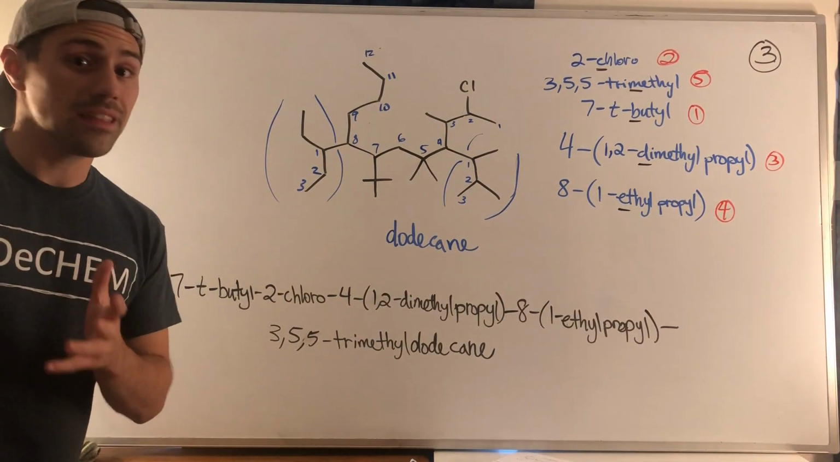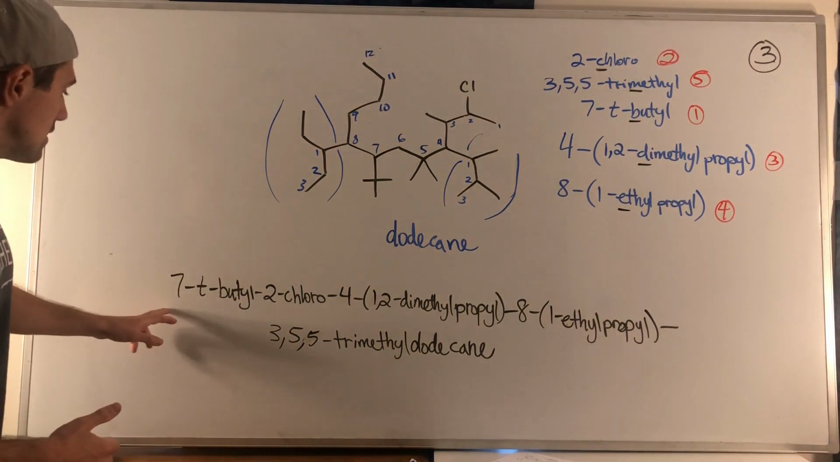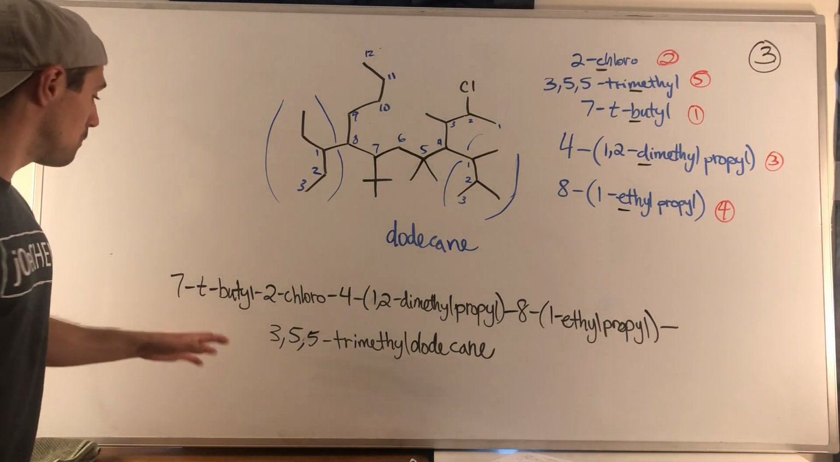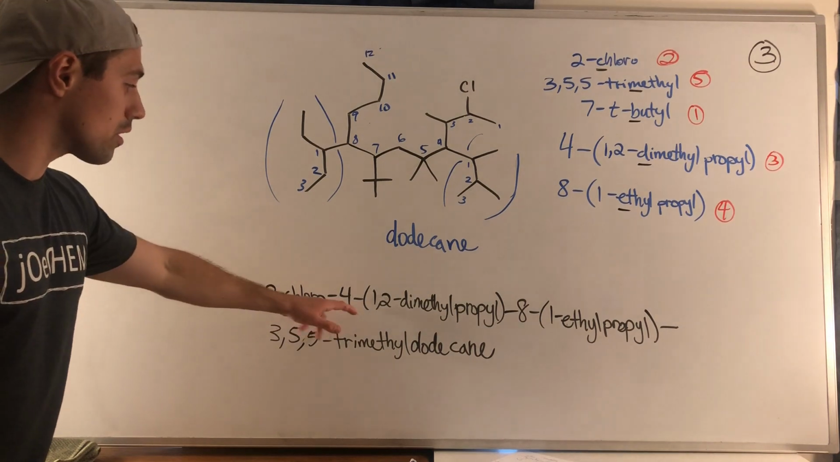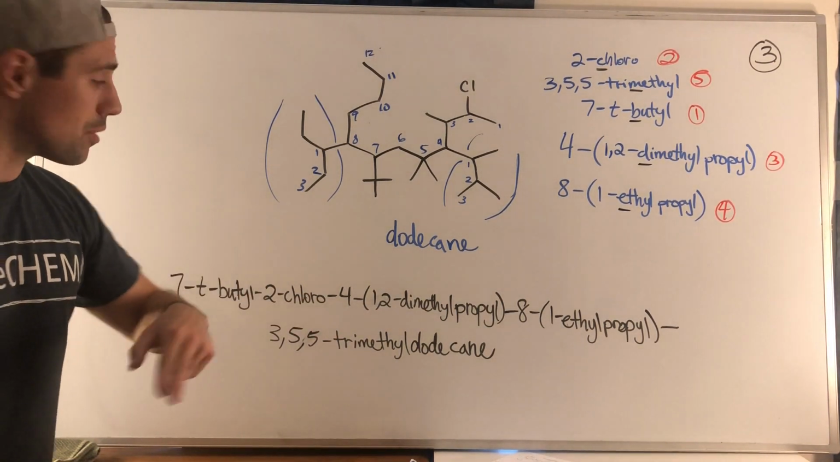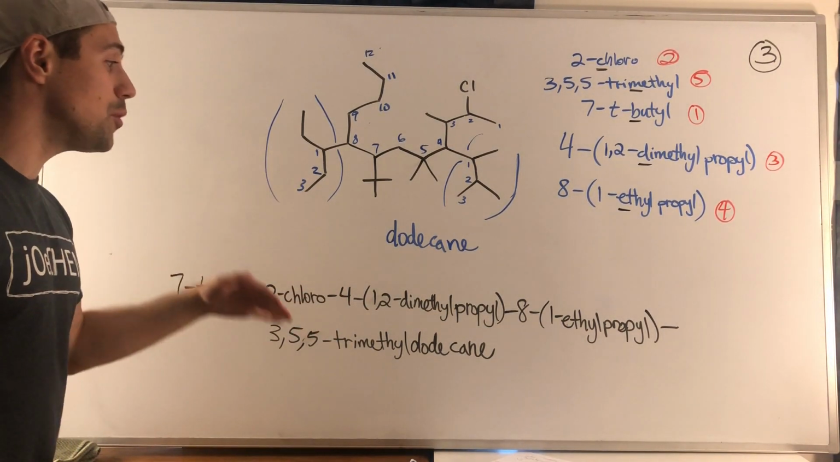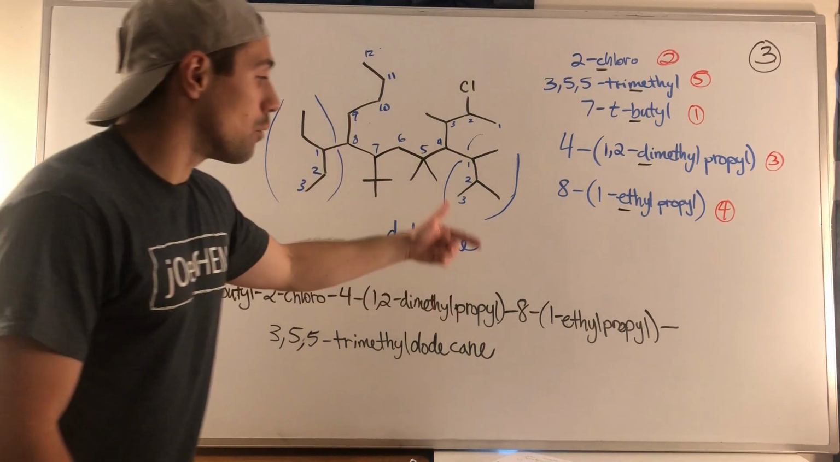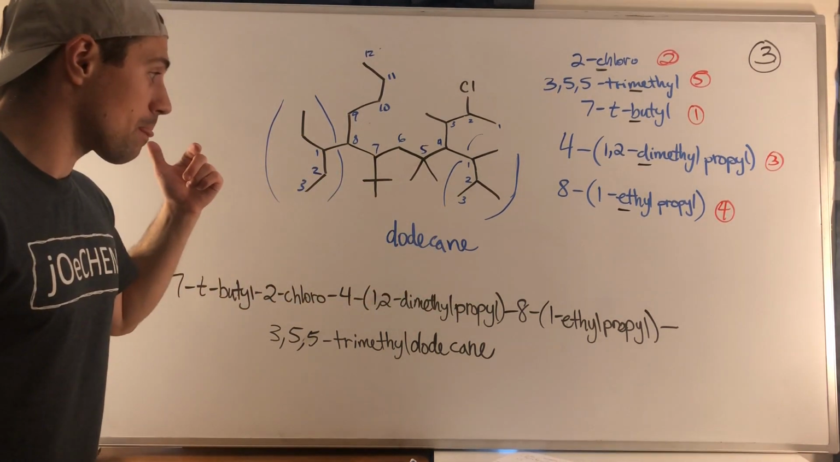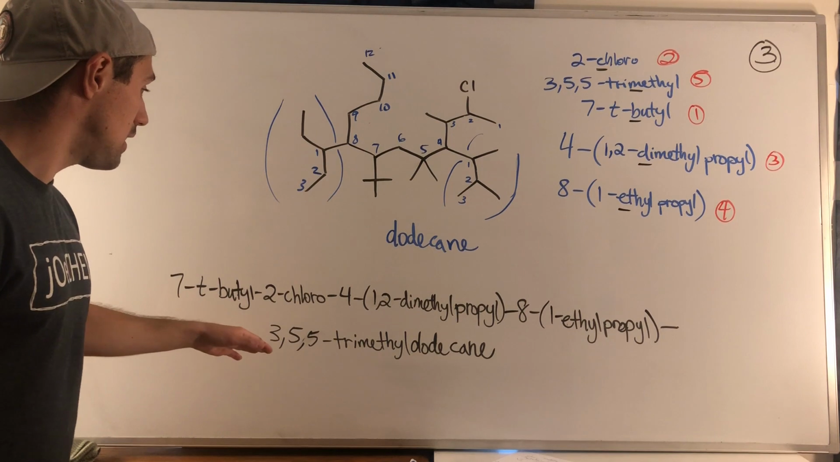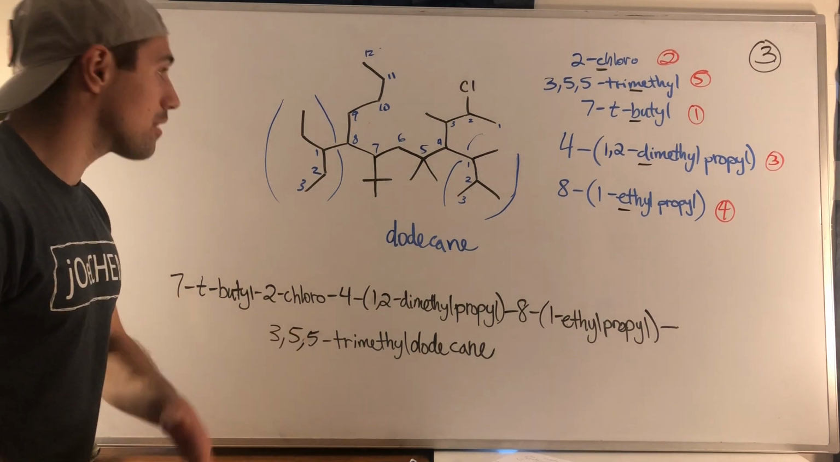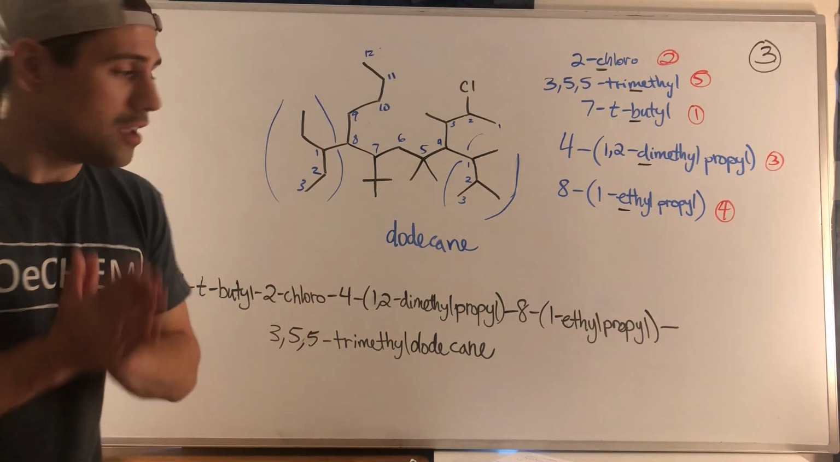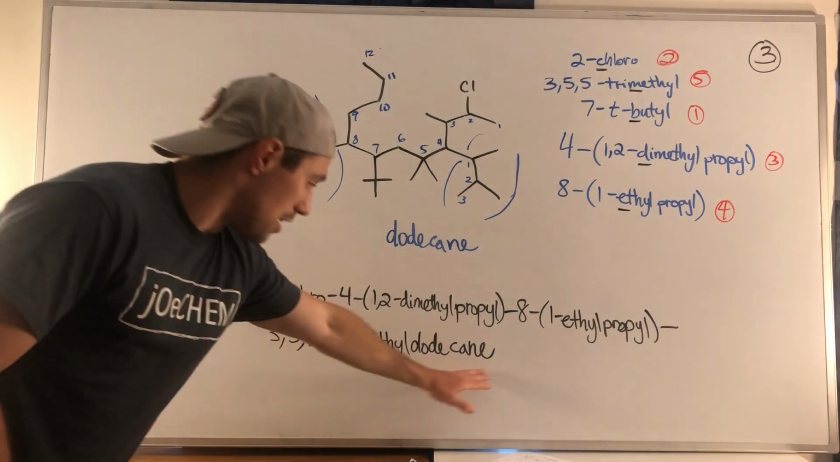So gang, putting the name all together, we have 7-t-butyl, then 2-chloro, then 4, and then remember dash, open parenthesis, 1,2-dimethylpropyl, 8-(1-ethylpropyl), and then 3,5,5-trimethyldodecane. Alright, and remember, run all together.